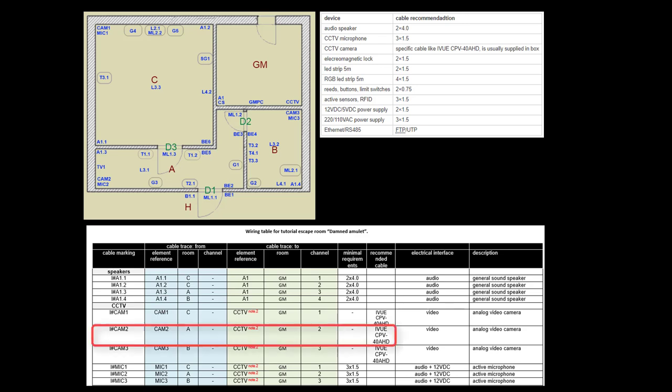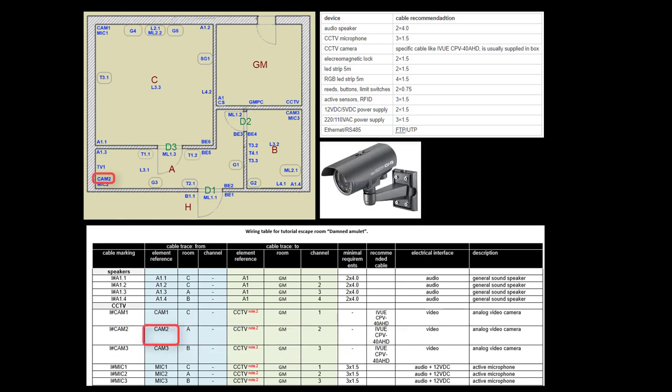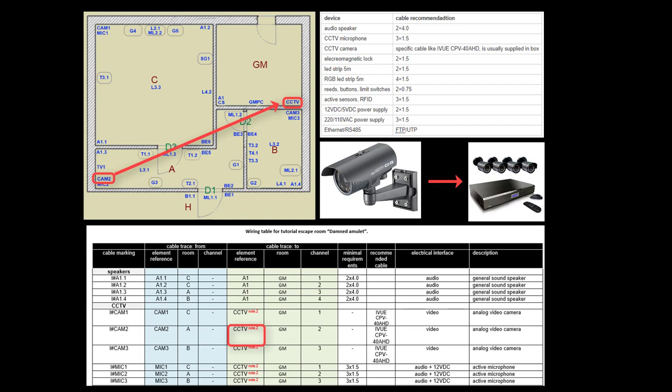Let's explore another example, the camera for CCTV. The cable goes from the camera located in the room A to the CCTV video recorder, located in the game master room. Cable is marked with a label like this. Recommended cable model is here.